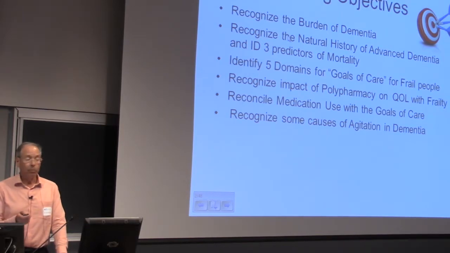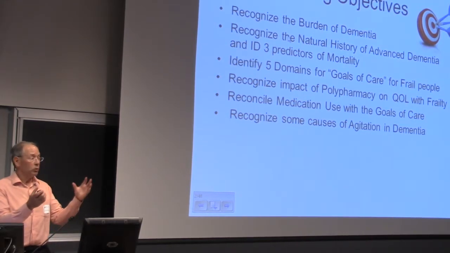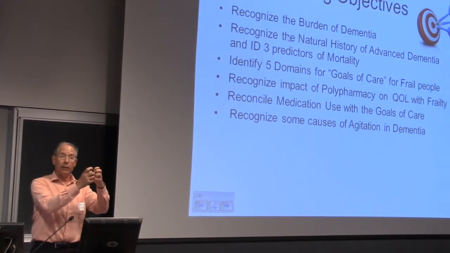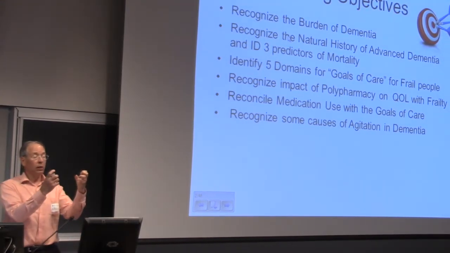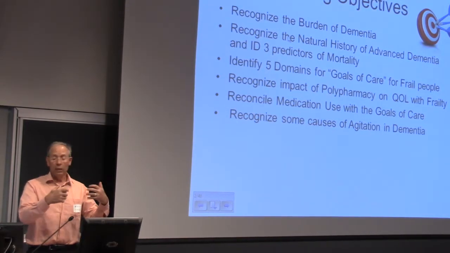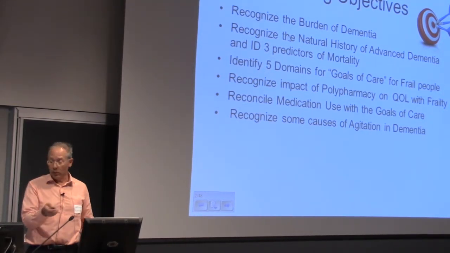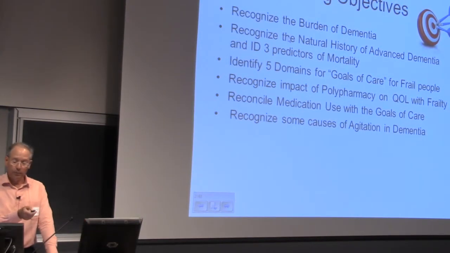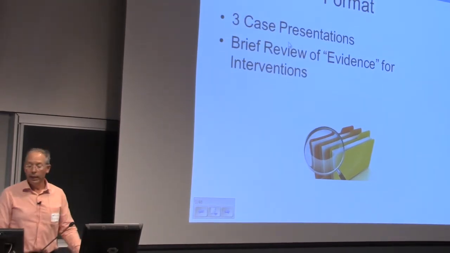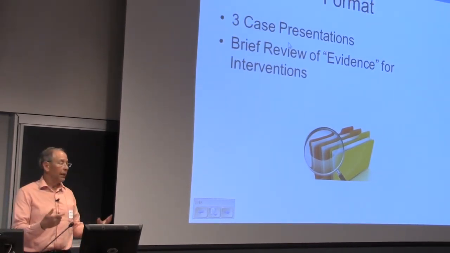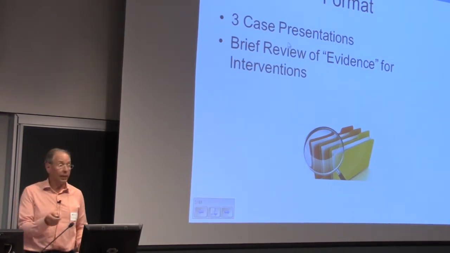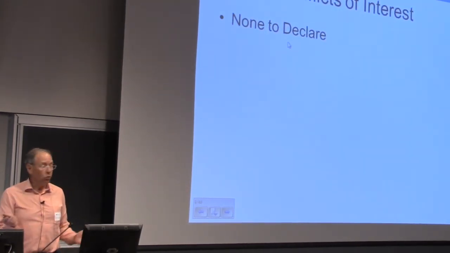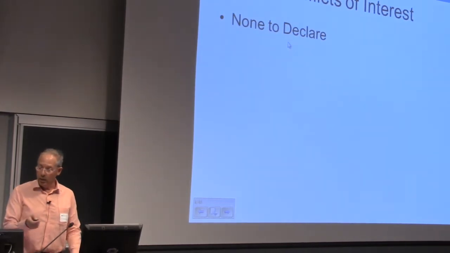We'll be able to recognize the impact of polypharmacy on quality of life with frailty, and be able to reconcile medication use with goals of care. I want us to be able to connect those things together. If a drug is not helping someone in terms of their quality of life or improving their function, we have to ask the question, why are we using it, particularly in this setting? And finally, to recognize some common causes of agitation. So the format's going to be 3 case studies, and in some of the cases, there'll be a brief review of some of the evidence. I have no conflicts of interest to my knowledge to declare.